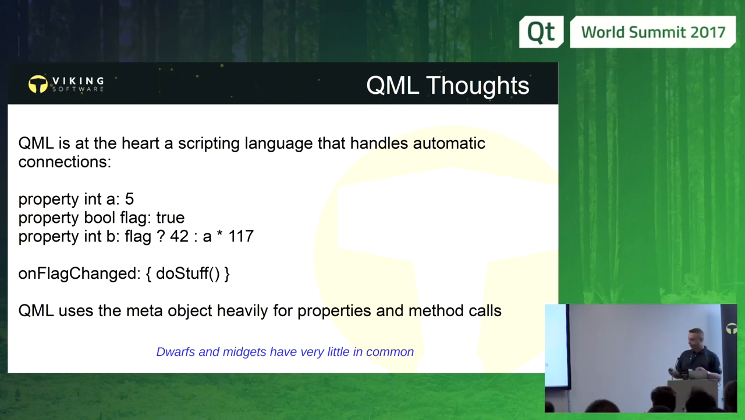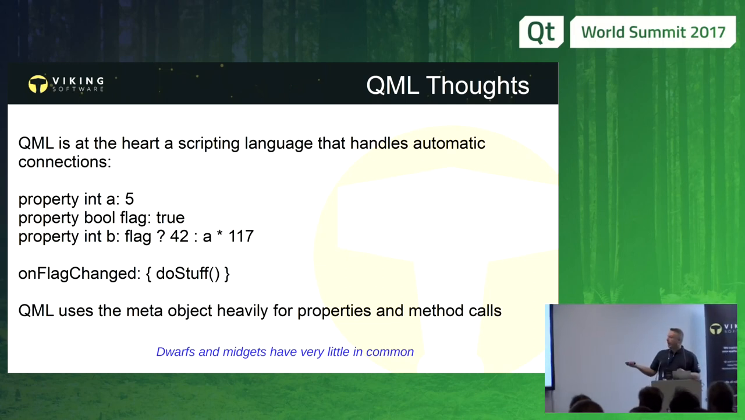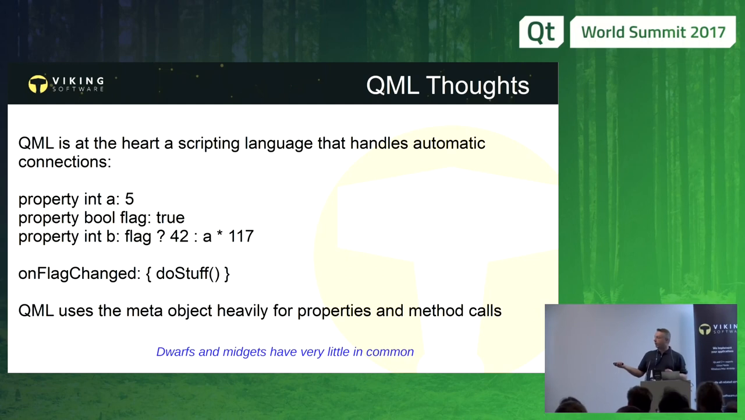So we also have a handler. Here, you create a slot that's called onFlagChanged. Yeah, I'm sorry, you can't see. Do stuff. This is a JavaScript call. I'm sorry, I said it yesterday. I hate JavaScript. But it's what happens in here. So every single property in QML has a handler that you can define. And that's called like that. onFlagChanged, do stuff. Okay, so blah, blah, blah.